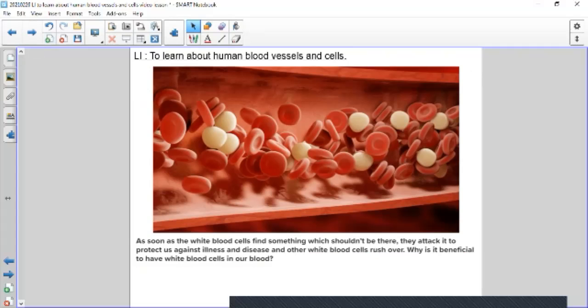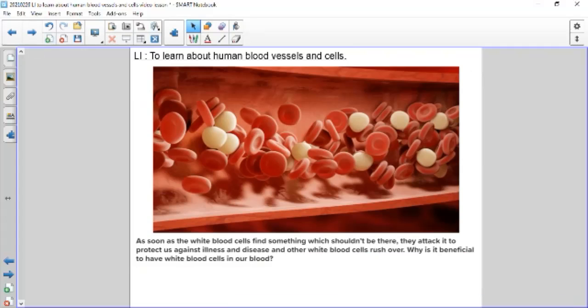Now, as soon as a white blood cell finds something which it doesn't like the look of and shouldn't be there, it starts to attack it to protect us against illness and disease. And other white blood cells rush over really, really quickly as fast as they can. A little bit like if one bee gets stung or has to sting something, a lot more other bees are attracted. They just seem to have this special way of knowing that their buddy needs some help.